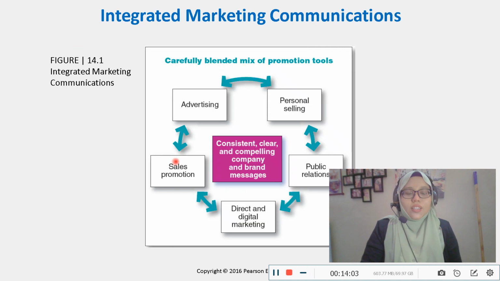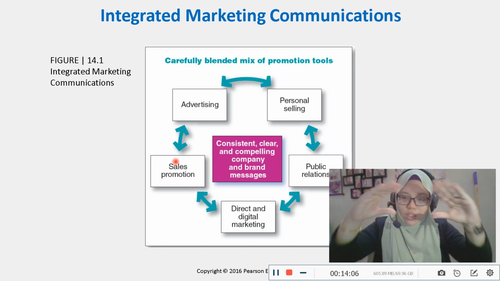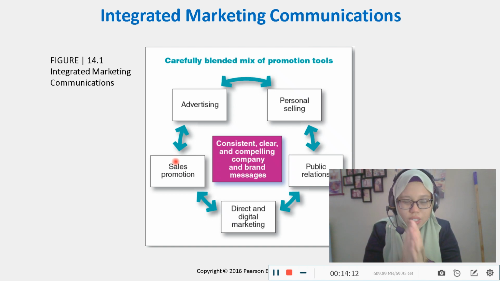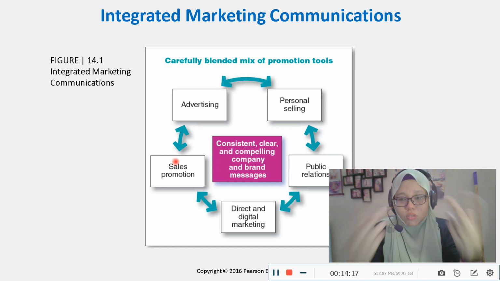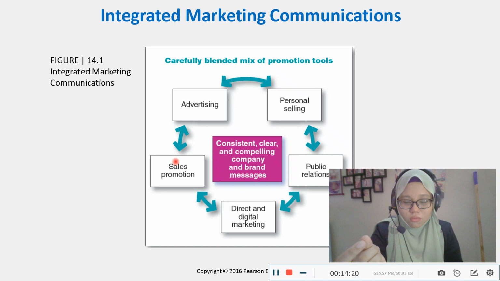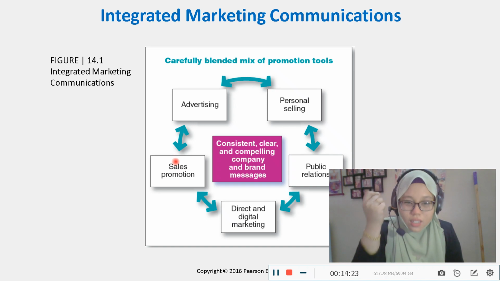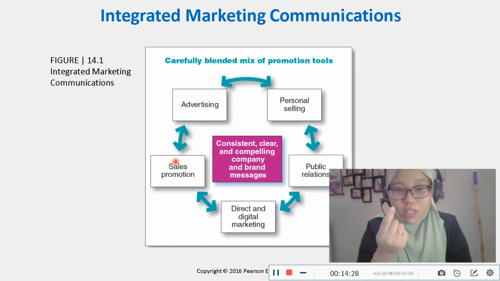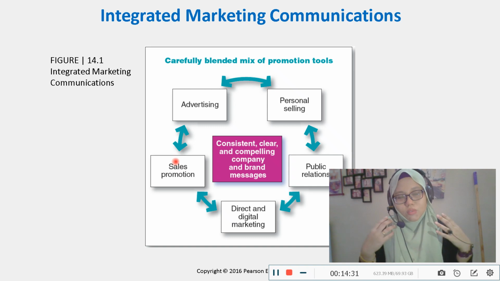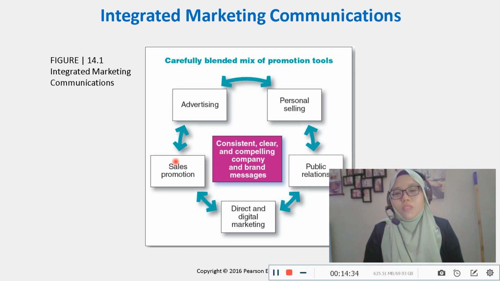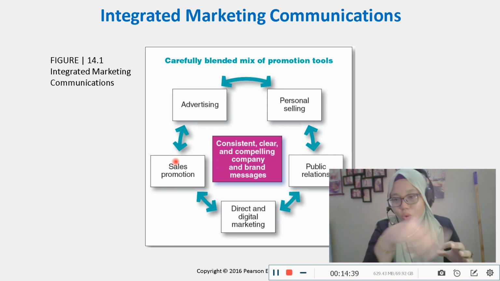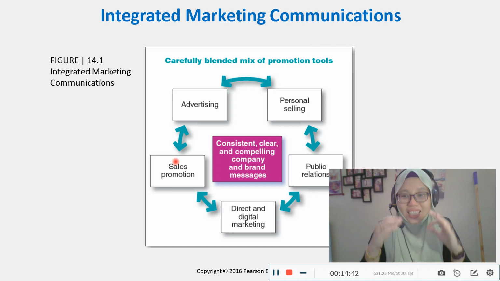So that's why it's very important for the organization to integrate all the tools: advertising, personal selling, public relations, direct digital marketing, sales promotion. However, the most important thing is that the message that you want to send to your customer must be consistent, must be clear, must be compelling. I would like to explain a bit about the word consistent. When I say consistent, it's how you make sure that the message that you try to send through all of these tools is consistent.